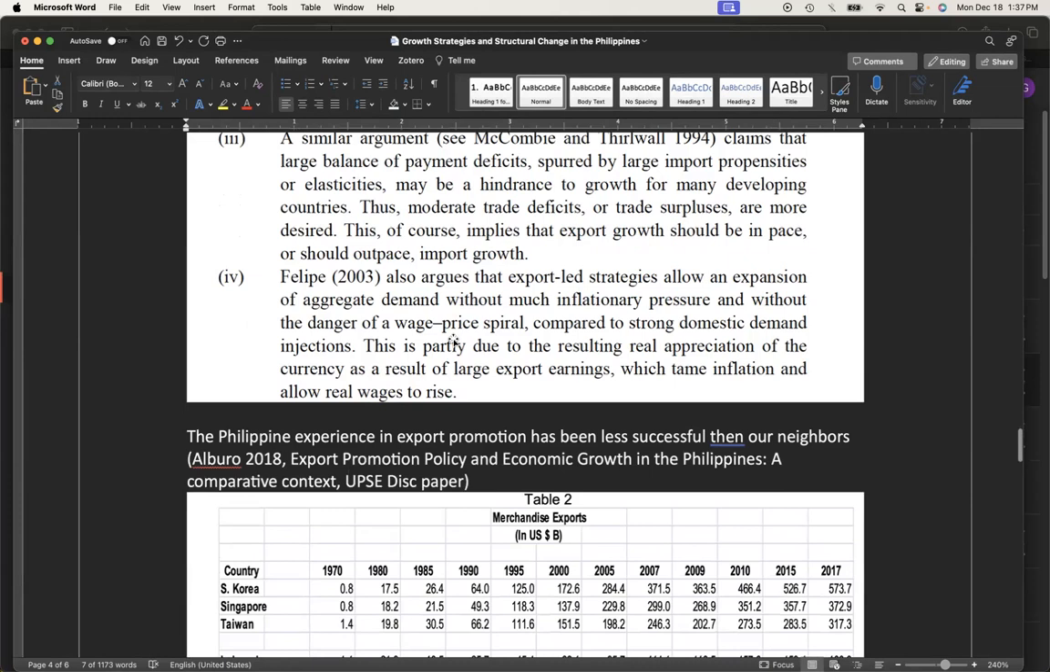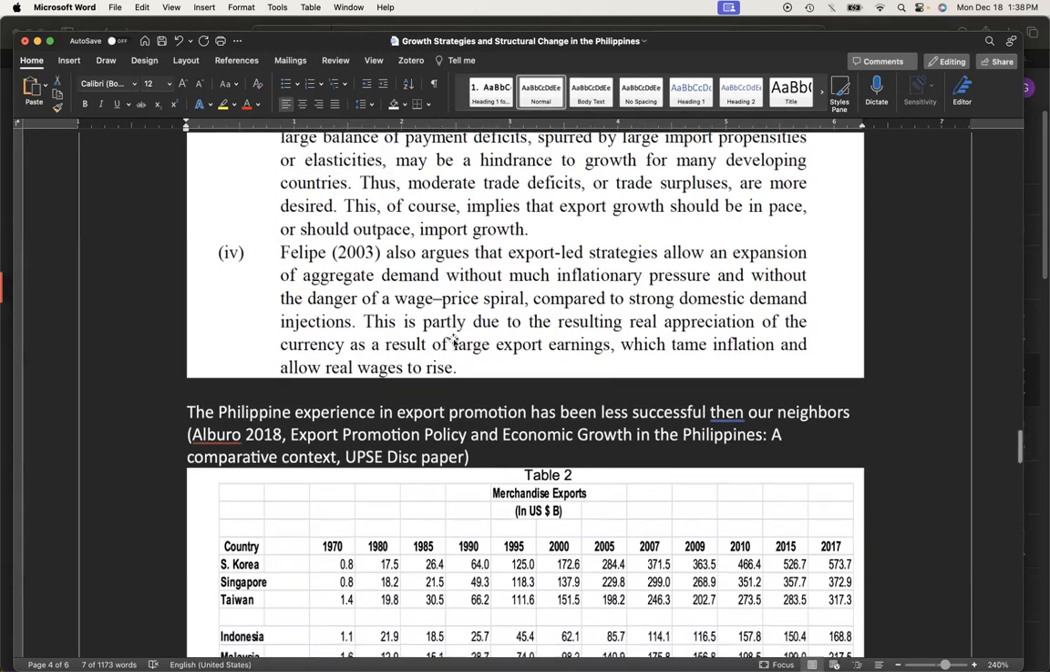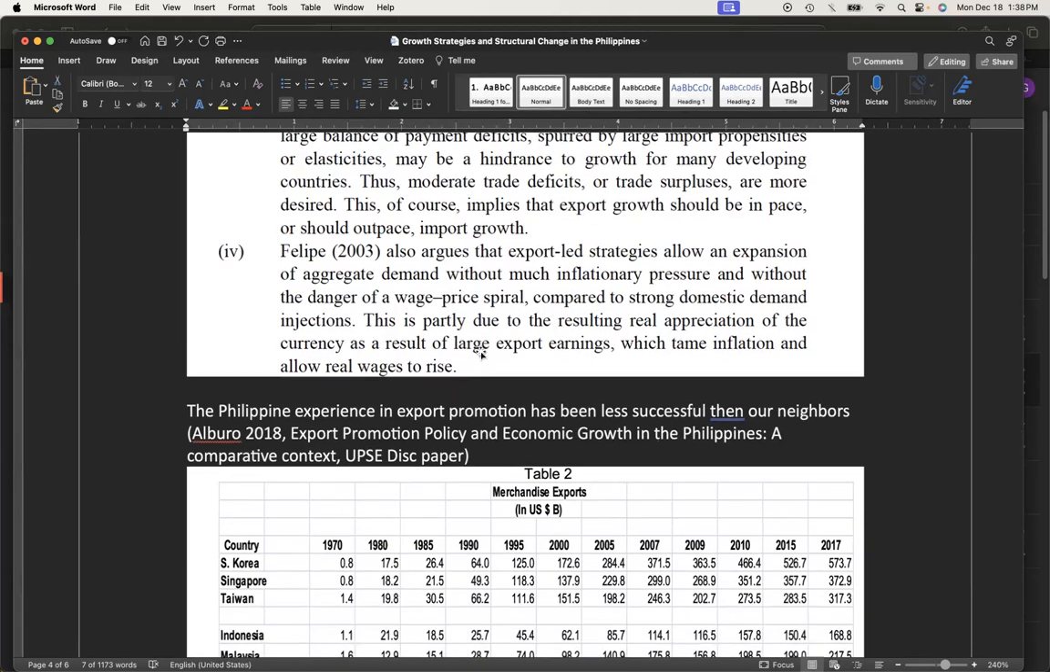This is also partly due to the resulting real appreciation of the currency as a result of large export earnings, which tames inflation and allows real wages to rise. So recall that if you're earning dollars, then at some point those dollars were turned into pesos, because of domestic use, and that will in turn increase the demand for pesos, right, which will result in the real appreciation of the Philippine peso.